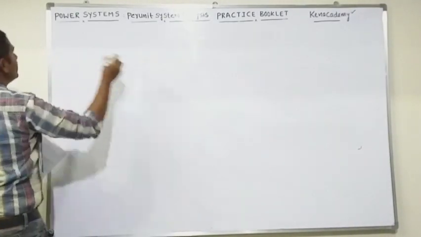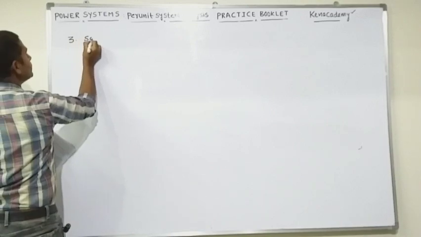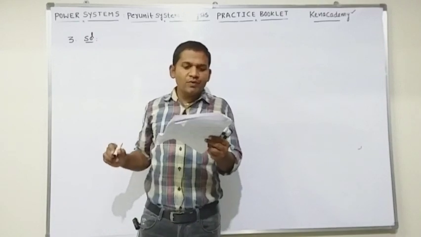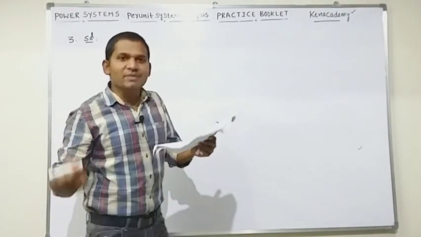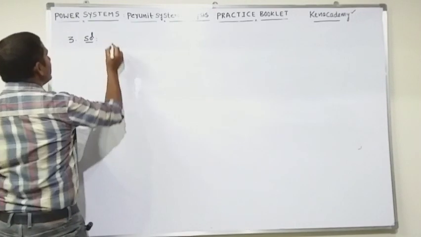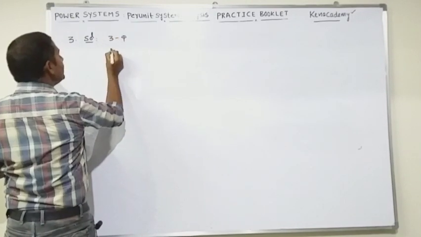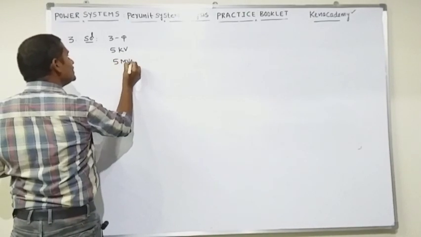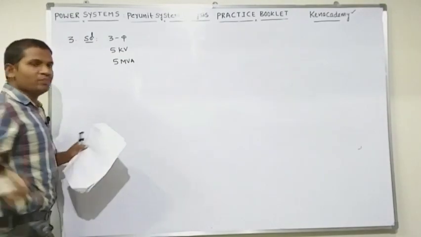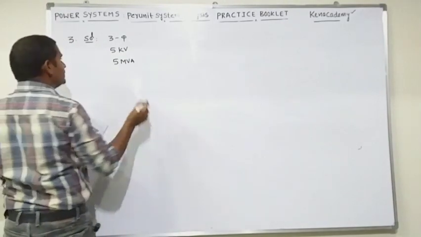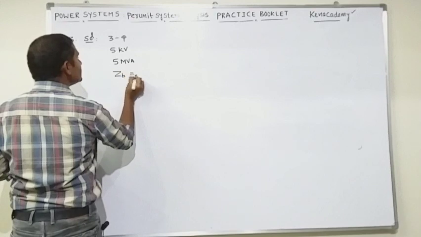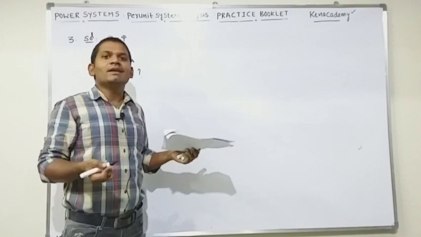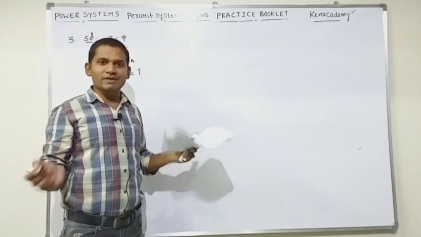See the students, question number 3 solution I am explaining. First I am reading the question. In a 3-phase 5 kV 5 MVA system, what is the base impedance? Given is a 3-phase 5 kV 5 MVA system. You want to find the base impedance. But 3-phase is given, whether it is star connected or delta connected is not given. It is just a 3-phase system.